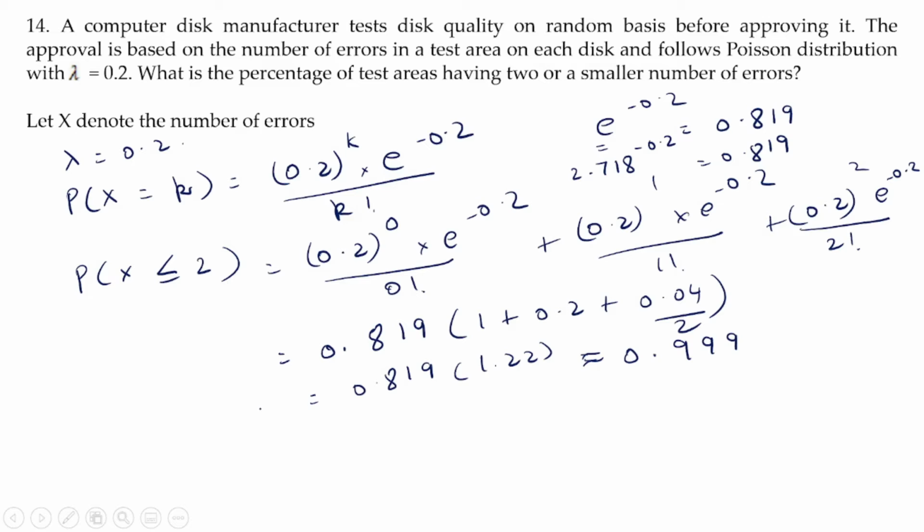So the percentage of test areas having 2 or more smaller number of errors is equal to 99.9%.